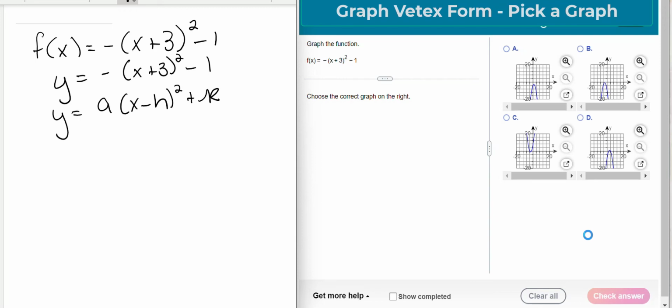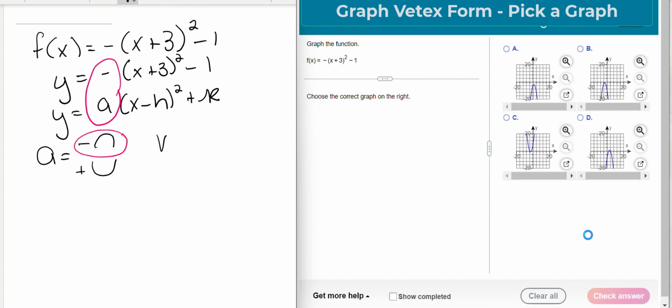The first thing that I like to look at is my A. Is it positive or negative? So I'm going to go just like this. It's negative. A negative means it's a sad face. A positive means it's a happy face. So for this one, it's negative. We're going to have a sad face. So that's the first thing we're going to look for.